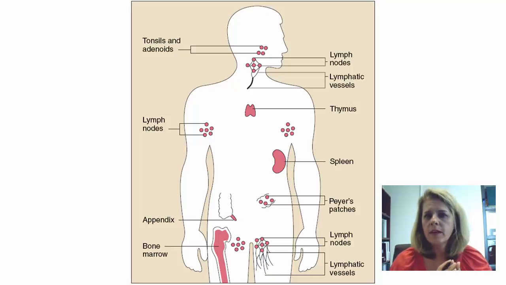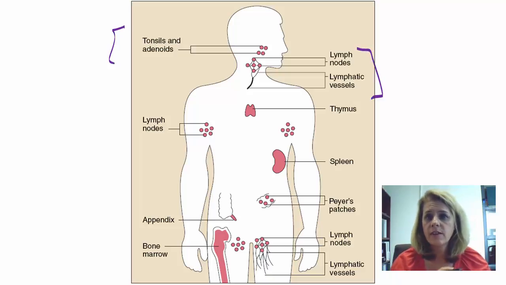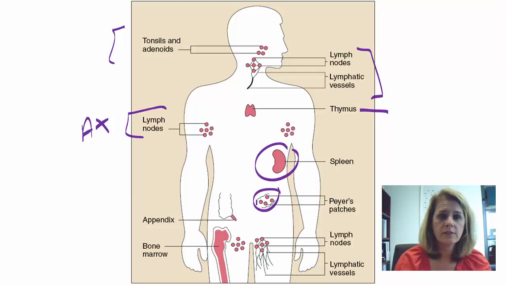So if you remember, when we think about the immune system, this is closely associated again with the lymphatic system. A lot of the things are going to be the same organs. So you have your tonsils and adenoids, your lymph nodes and lymph vessels, your thymus. Again, you have cervical lymph nodes, axillary lymph nodes, your spleen. You have those Peyer's patches on the small intestine, the appendix on the large intestine, inguinal lymph nodes, and then the bone marrow.